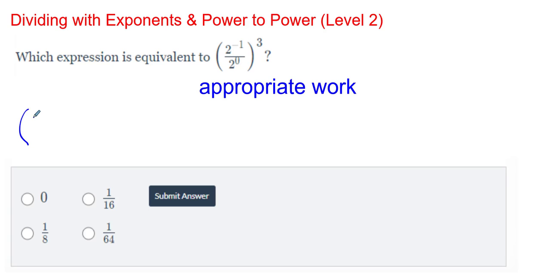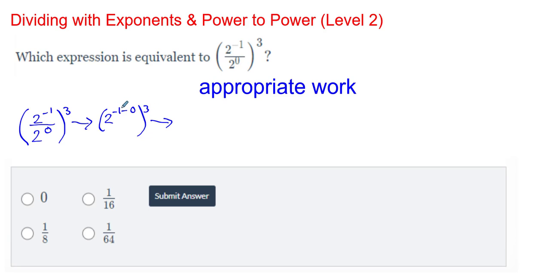So let's start with the original problem, 2 to the power of negative 1, divide by 2 to the power of 0, inside parentheses. So we're going to do inside the parentheses just like we did last time. And when we're dividing, we have the same base. We're going to subtract the exponents. So inside parentheses, I'm going to write 2 to the power of negative 1, subtract, and the number on the bottom is 0. So it's really just negative 1 minus 0.